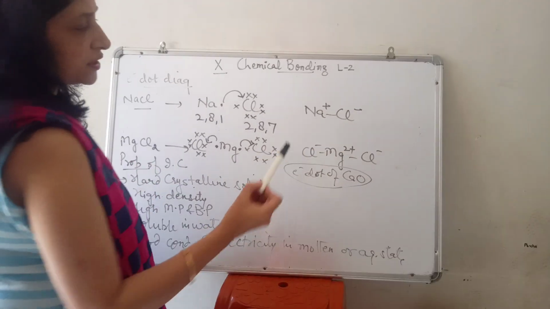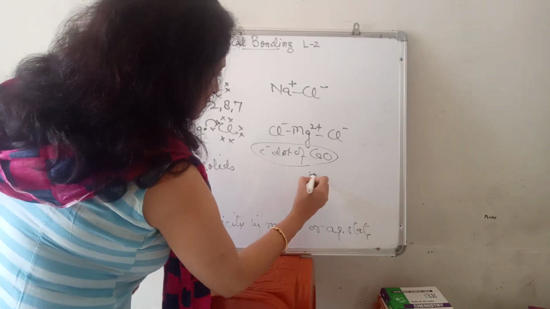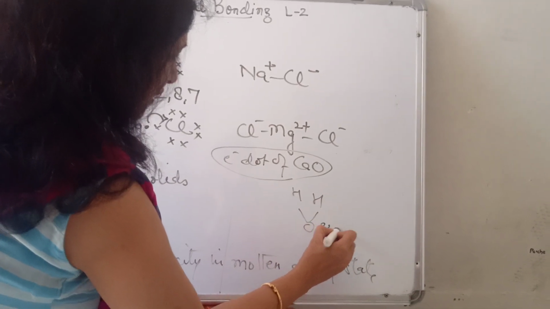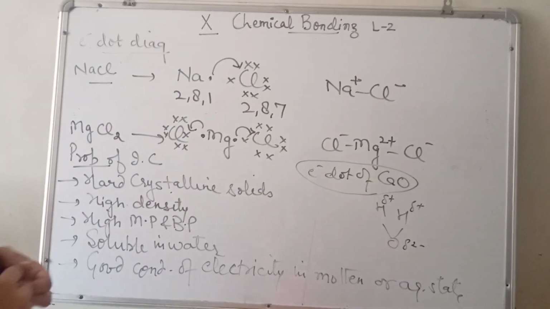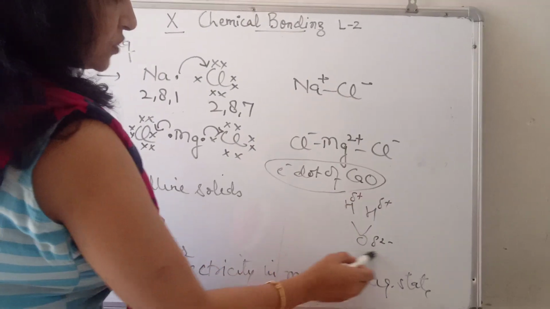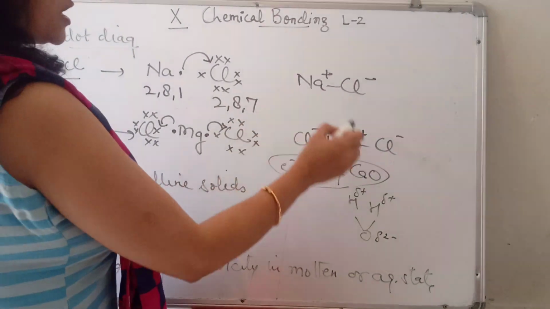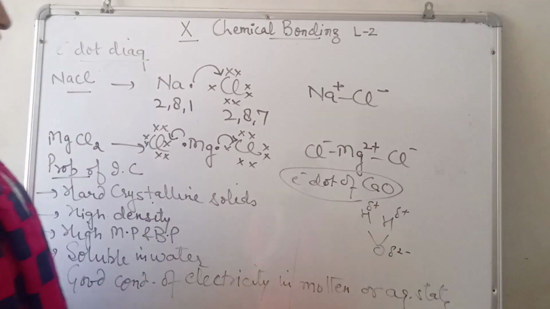Charge separation is there, and as for water, let me draw here the structure of water. So oxygen is having partial negative charge and hydrogen is having partial positive charge. So what happened? Water bears a charge separation. So in water only that compound is dissolved which has a charge separation. So ionic compounds have a charge separation, that's why they are soluble in water.